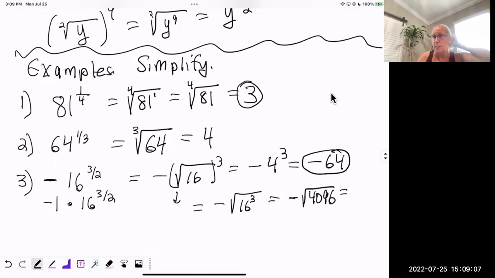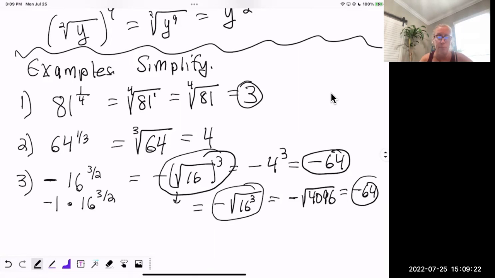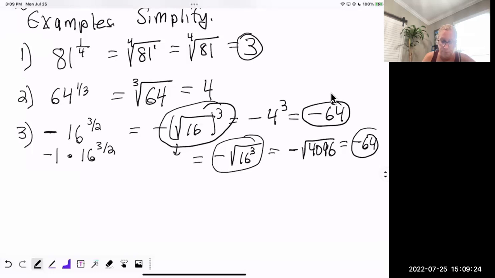You guys have calculators, so it really doesn't matter. But if you didn't have a calculator, I don't know what the square root of 4,096 is, but I bet you it's going to be 64. So negative 64. This way is easier to do these problems than this way when you have to compute them. Okay, look at x to the 1/4 power. That just means the 4th root of x.